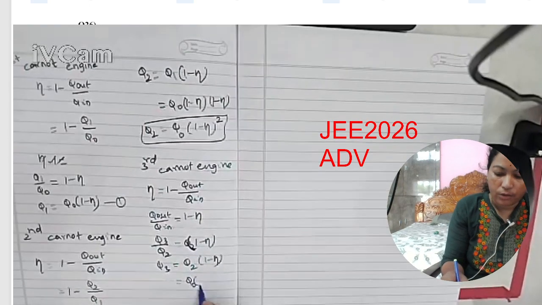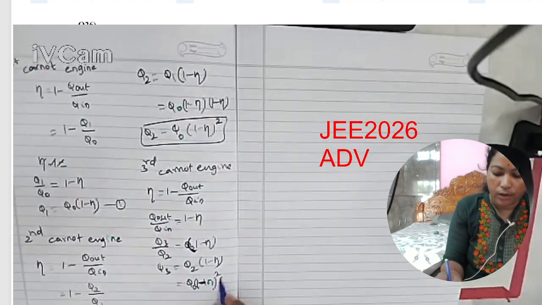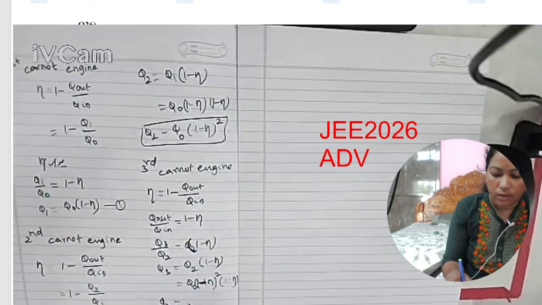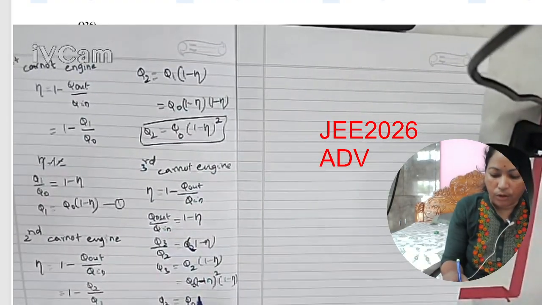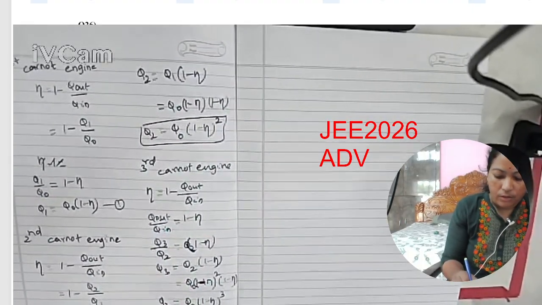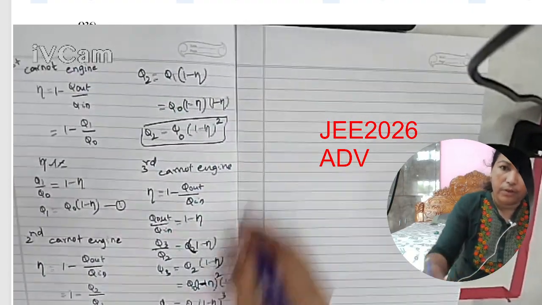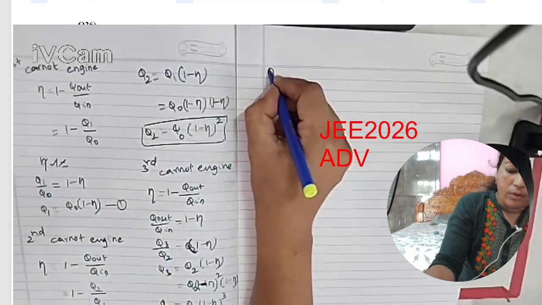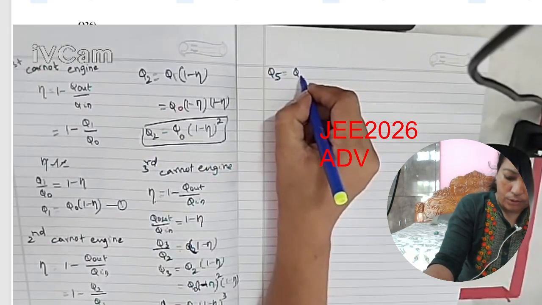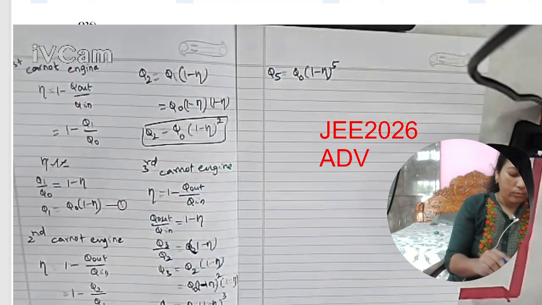Q naught into (1 minus eta) square into (1 minus eta). From this, what is the value? Q3 is equal to Q naught into (1 minus eta) to the power of 3. It follows for the fifth engine. Q naught, what is the value you get? Q naught into (1 minus eta) to the power of 5.